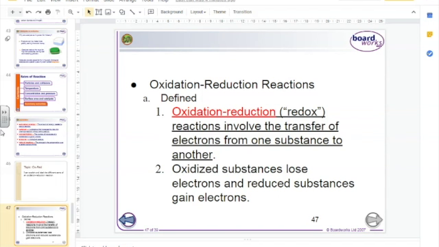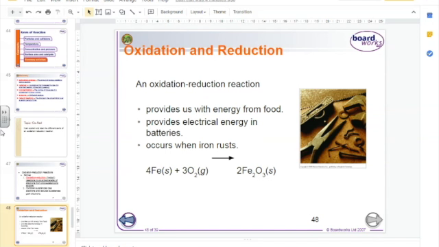So oxidation reduction, or redox, that's another way you can say it. Those reactions involve the transfer of electrons from one substance to another. Oxidation reduction reactions provide us with energy from food. They provide electrical energy in batteries, and it also occurs when iron rusts. So these are reactions we see a lot that are very necessary in real life.